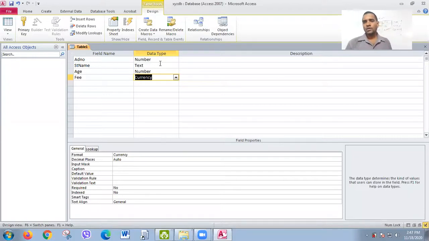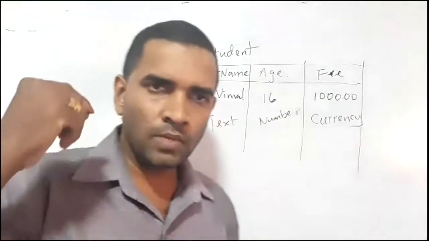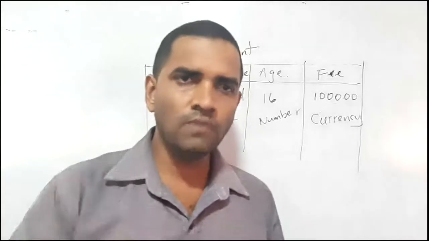Okay, right. Now your table is ready. Right, your table is ready, but ready in design view. So what does it mean? Now you have created all the fields along with the data type, but to enter the data, to insert the data, you need a table, right? You need a table that looks like this, because my primary aim is to save the data.